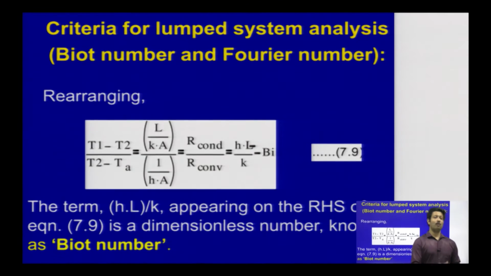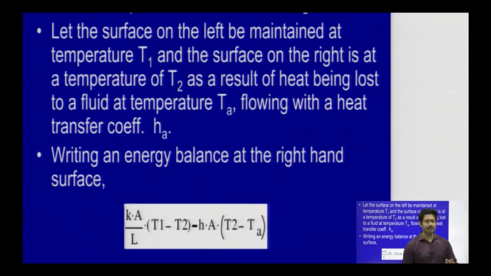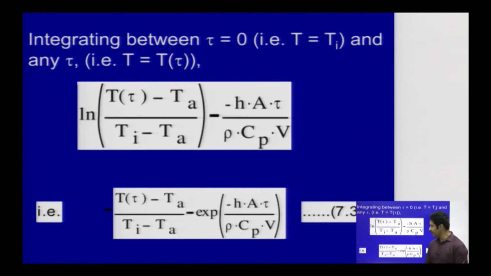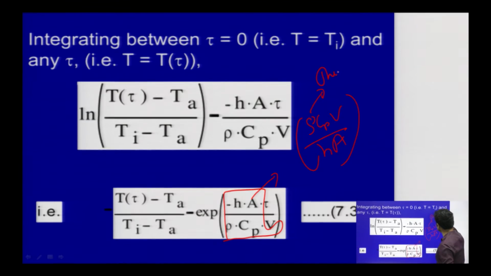Now let's talk about criteria for lumped system analysis. Let me tell you one thing. This particular term, minus hA by rho CpV, if we write it like this, rho CpV by hA, is called the thermal time constant. This is a very important thing. This thermal time constant comes along with the tau, and its unit is also seconds.